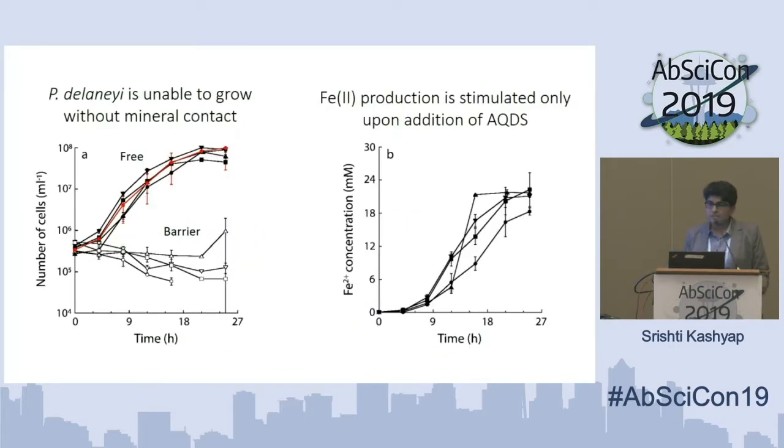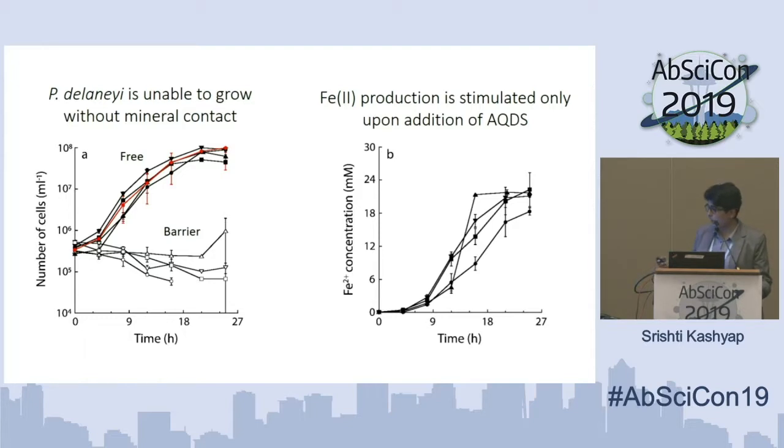So what we found from these results was that P. delaneyi was unable to grow without any mineral contact, and you'll notice we're looking at number of cells over time. When the mineral was available as a free suspension, regardless of whether a shuttle, chelator, or cell-free spent supernatant was added to the medium, the cells grew rapidly over time and showed no differences in the rates of growth. Whereas when the mineral was encased in a barrier, cells rapidly died or could barely sustain any growth.